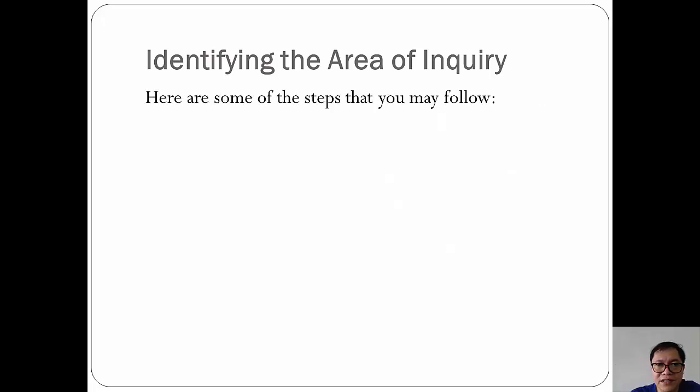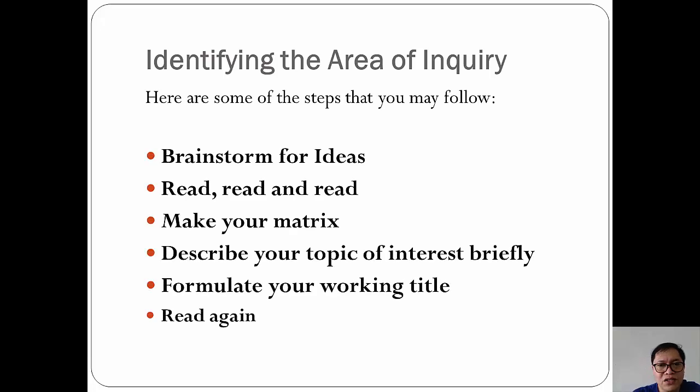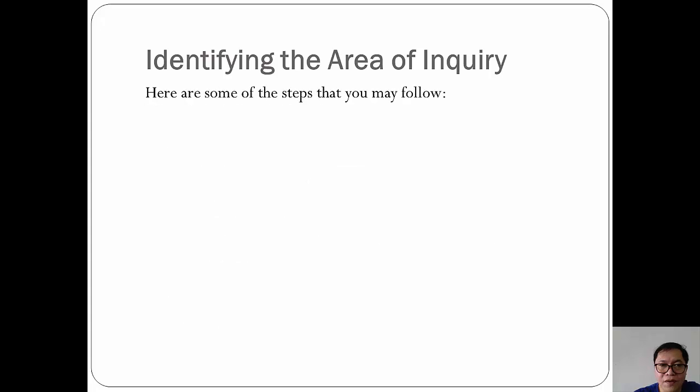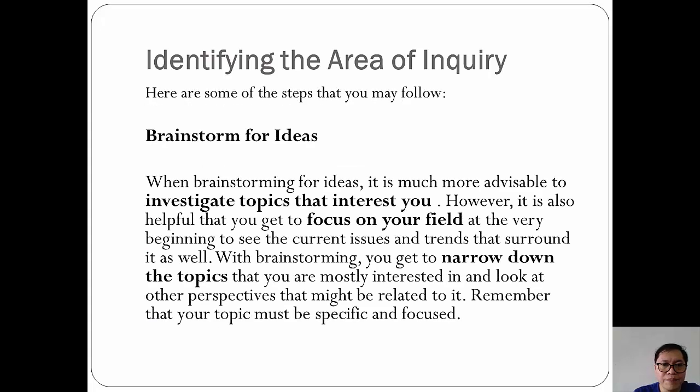So identify the areas of inquiry. Here are some steps that you might follow. Brainstorm for ideas. Read, and read. Make your matrix. Describe your topic of interest briefly. Formulate your working title and read again. Brainstorm. So brainstorm for ideas.